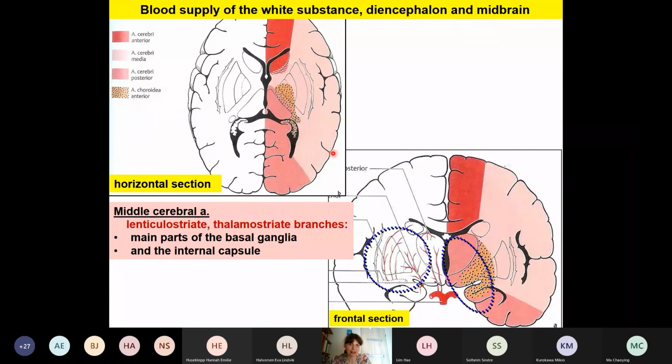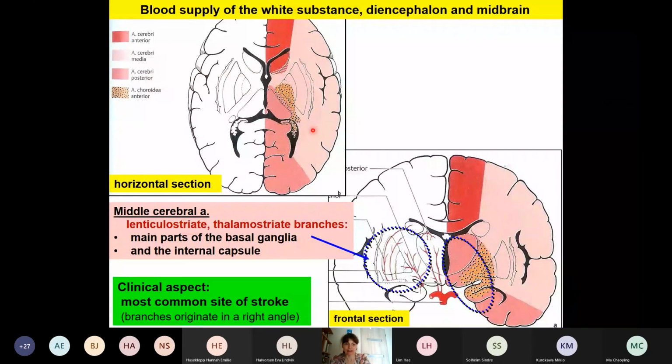reddish color here. And you can see that the main parts of the basal ganglia, so striatum, caudate nucleus, and also partly a little bit the pallidum, and the main part of the capsula interna, so this internal capsule, are supplied by the middle cerebral artery. And clinically it will be very important because this is the most common site of stroke, this part of the internal capsule and basal ganglia.